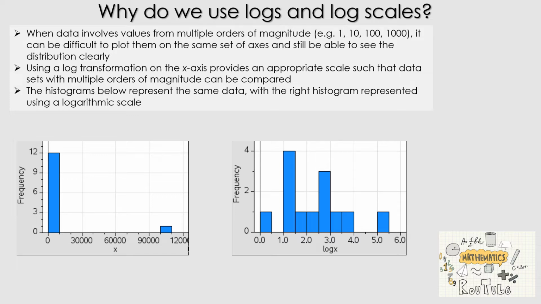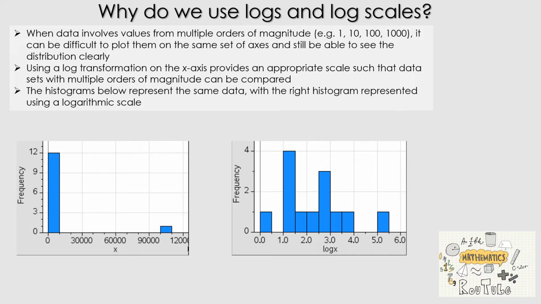Using a log transformation on the x-axis provides an appropriate scale such that data sets with multiple orders of magnitude can be properly compared. The histograms below represent the same data, with the right histogram represented using a logarithmic scale, or a log scale. As said, both histograms represent the same data.